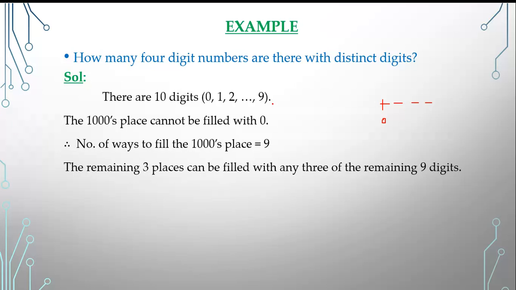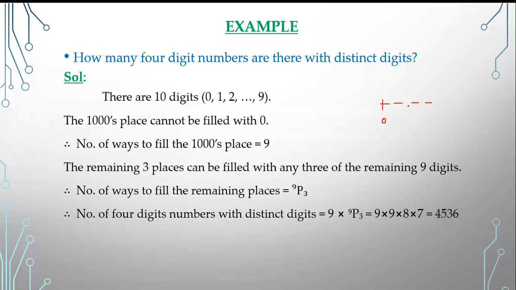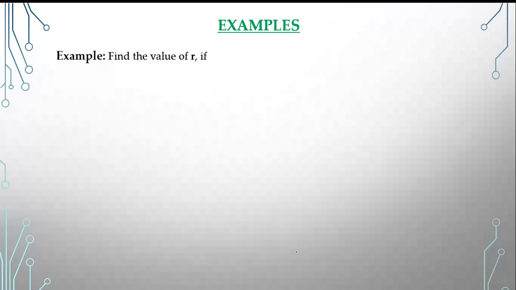So now for our 3 places, how many options are there to fill these digits? Because one element is already placed out of these ten, the remaining 9 elements are here. So we can fill these 3 places with the remaining 9 digits, and the number of ways for this is 9P3, right? So the number of 4 digit numbers with distinct digits is 9 multiplied by 9P3, which is 4536. Clear?